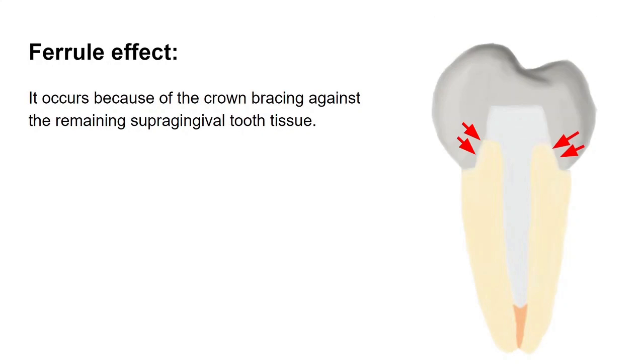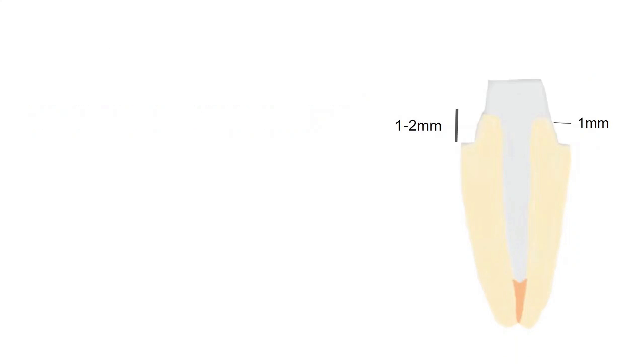What is ferrule effect? The ferrule effect occurs because of the crown bracing against the remaining supragingival tooth tissue. And in this figure, we can see that the crown is bracing over the prepared tooth structure, hence it provides the bracing effect, which is also known as the ferrule effect.